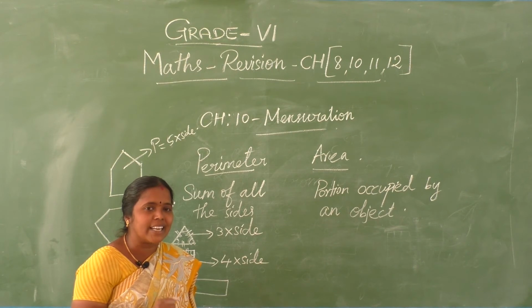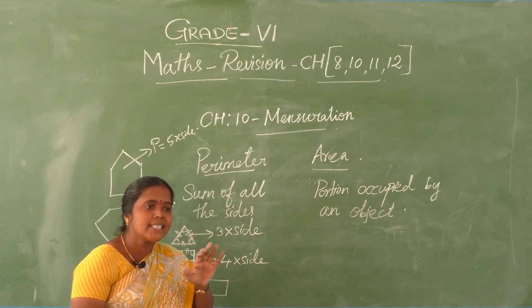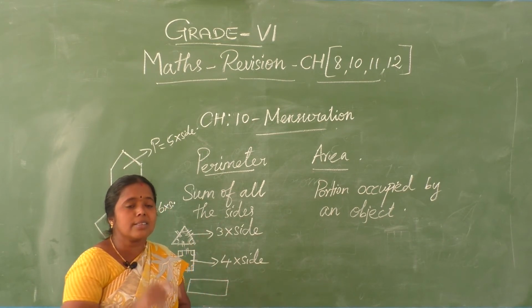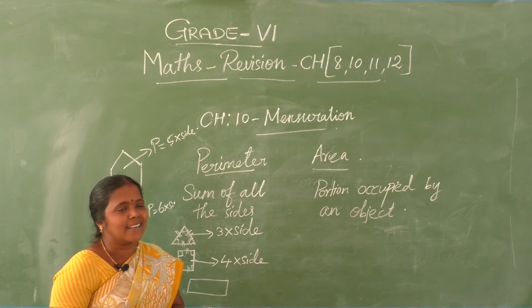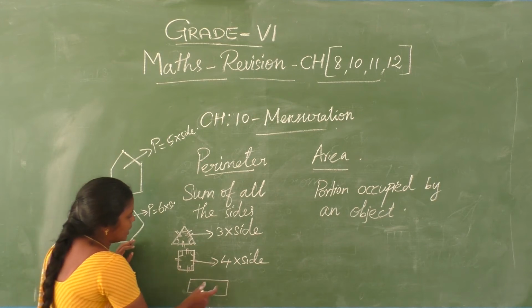What do you give as the answer? N into side. Clear? A regular polygon contains n sides in general. What is its perimeter? This is the question. What to do? What is the answer? N into side. Clear?